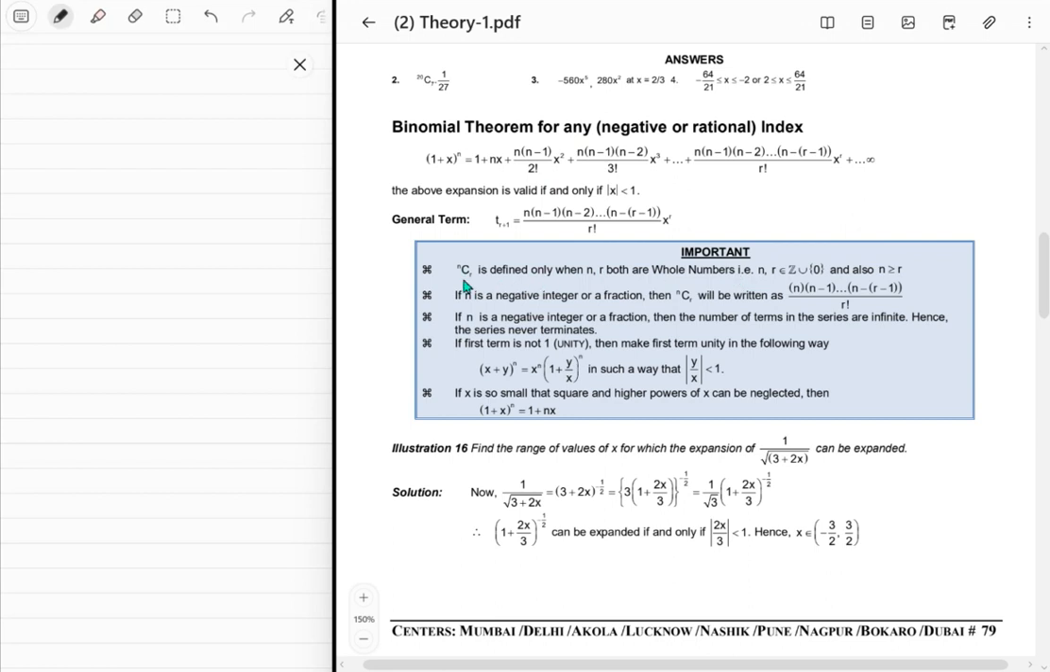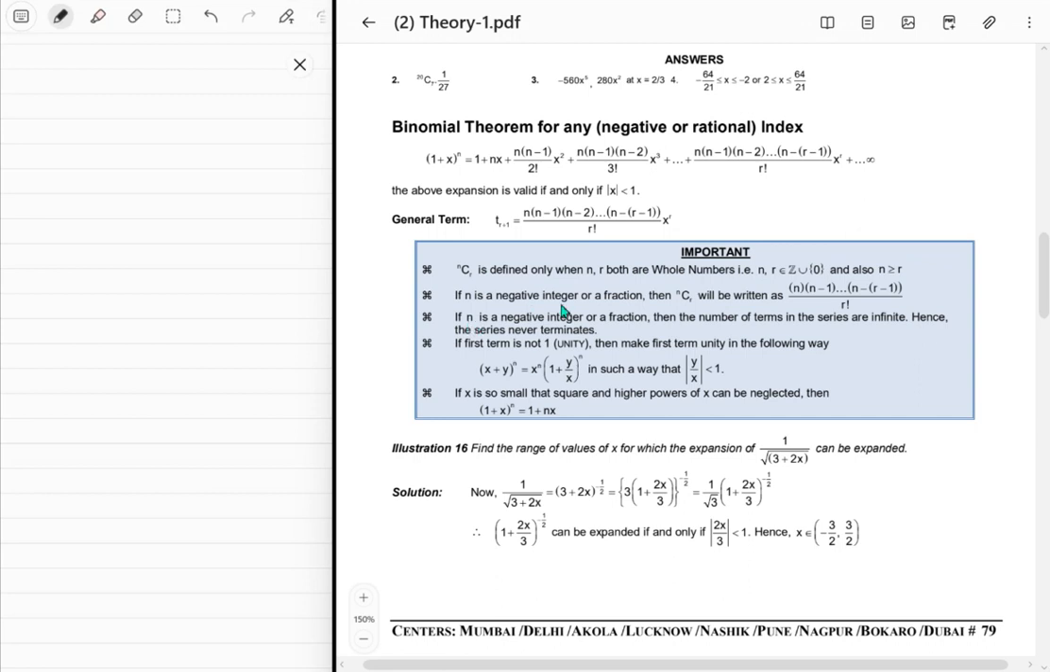And what are these important notes? nCr is defined only when n and r are both whole numbers. Yeah, really, we can define whatever we want, all right? I'll define it for negative numbers. What are you gonna do, huh? If n is a negative integer or a fraction, then nCr will be written as this thing. Oh, okay, so you are actually defining it with that. Yeah, okay, I understand that. Then why did you say it's not defined for it? We can define it, okay?